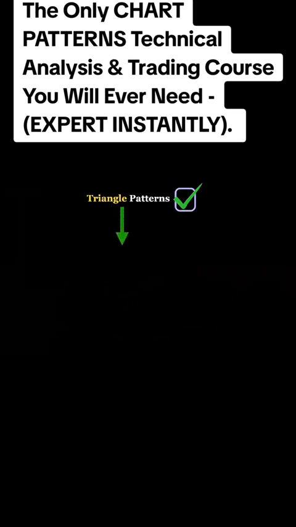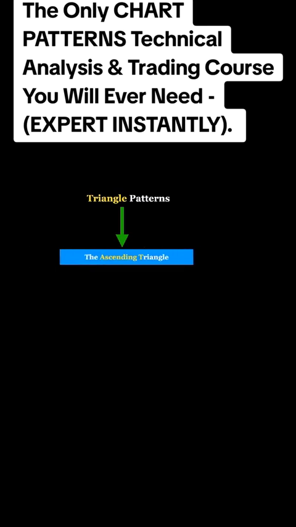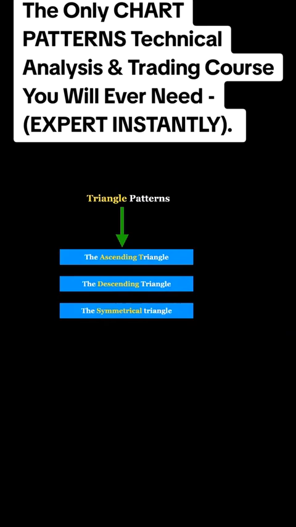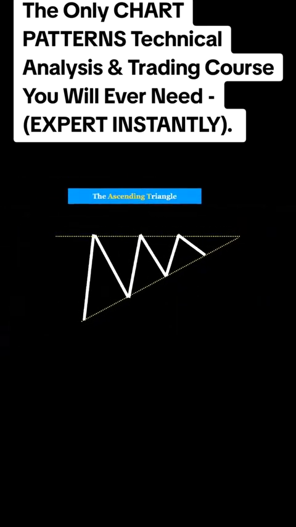There are three main types of triangle patterns in technical analysis: the ascending triangle, the descending triangle, and the symmetrical triangle. Let's start with the ascending triangle. In an uptrend, the ascending triangle typically acts as a continuation pattern.